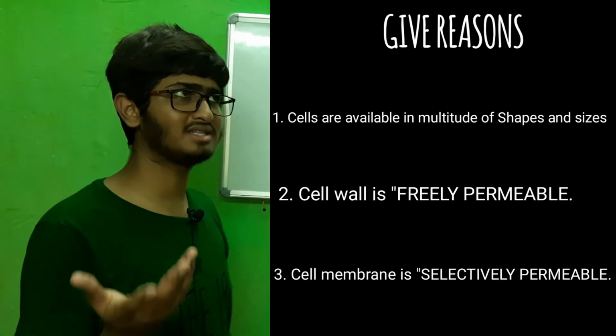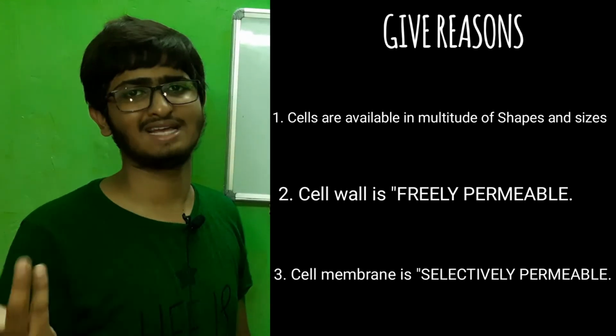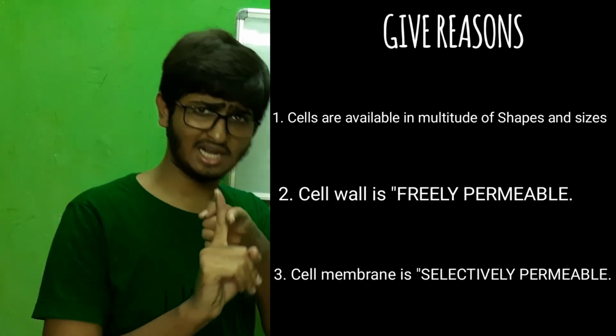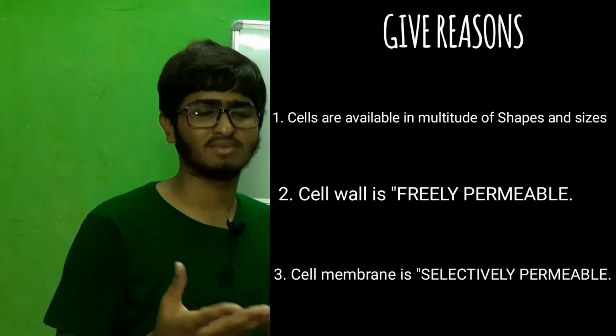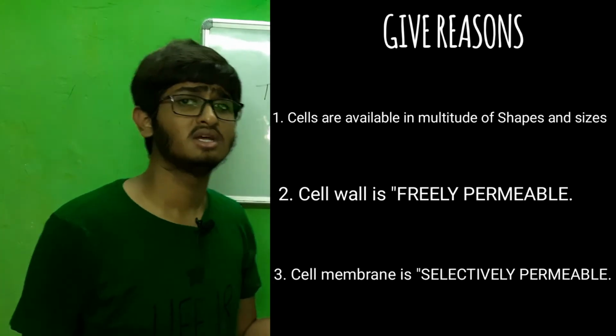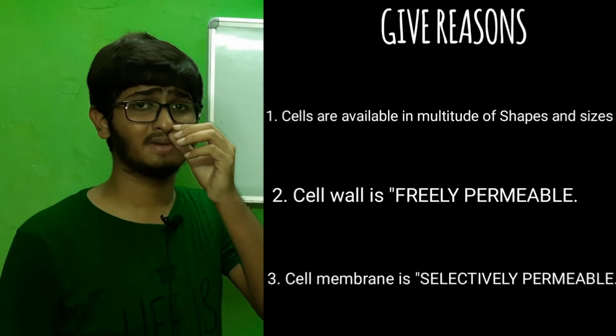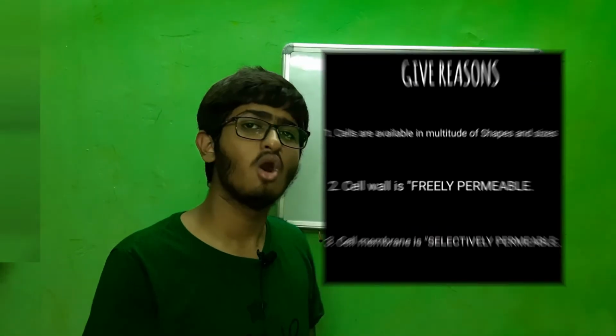Then after that, we studied the cell organelles. There we tackled the cell wall and cell membrane. The cell wall is freely permeable because it allows anything to come inside the cell and leave the cell. The cell membrane is called selectively permeable because it allows only certain substances to enter or leave the cell.